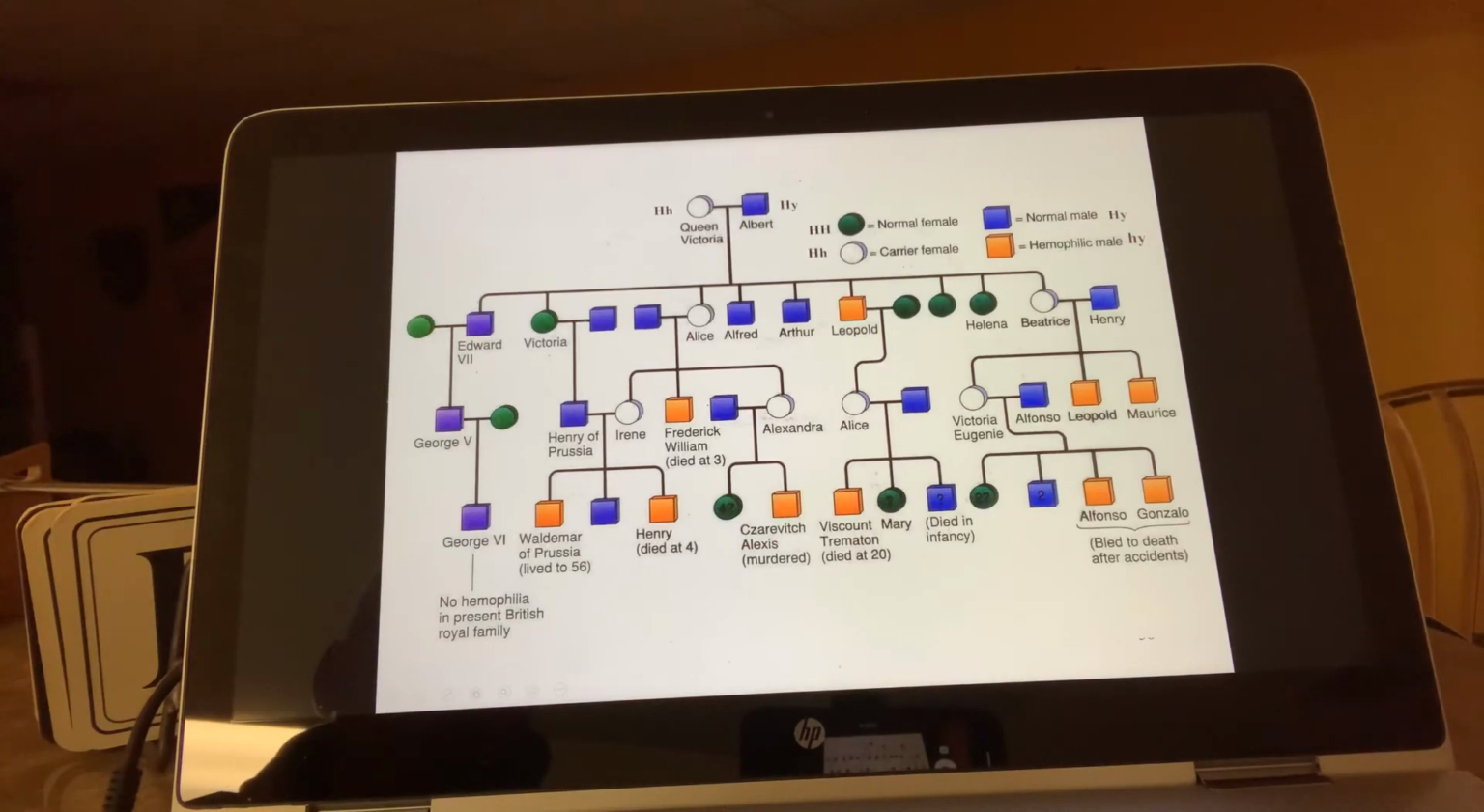Carriers here are shown in white. Normals are shown in blue for the males, and normal females are shown in green. So here we have Queen Victoria, who's a carrier, and Prince Albert, her husband, who was normal.